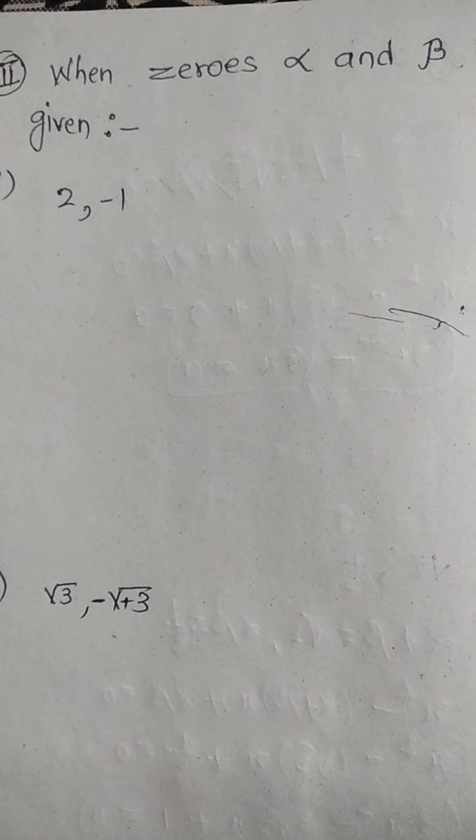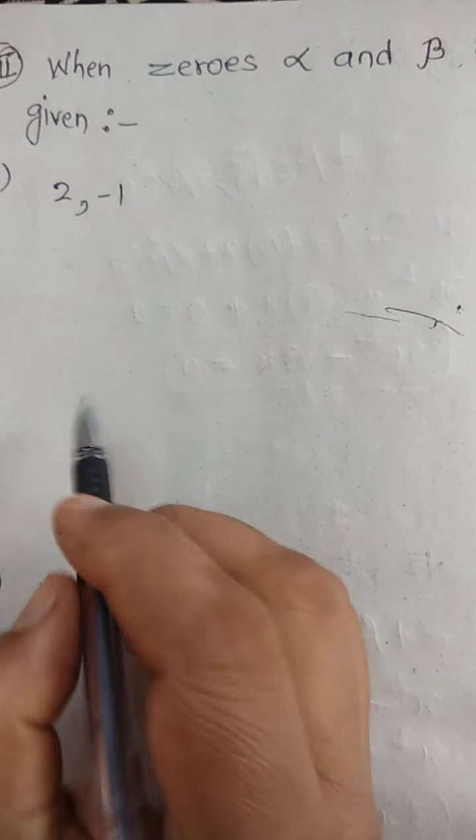Now the next topic is when zeros alpha and beta are given itself. Means we have to find the sum of roots and we have to find the product of roots. So instead of writing alpha and beta directly in the equation, first you write down the sum of roots and you find the product of roots. Then you have to solve the same way as we have done in the first bit.